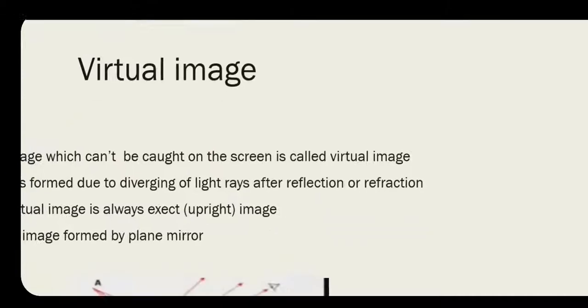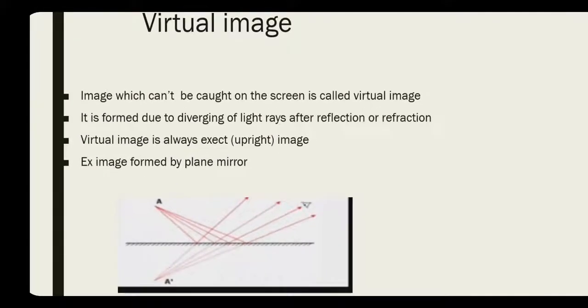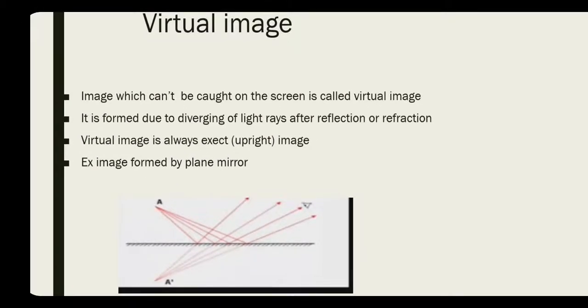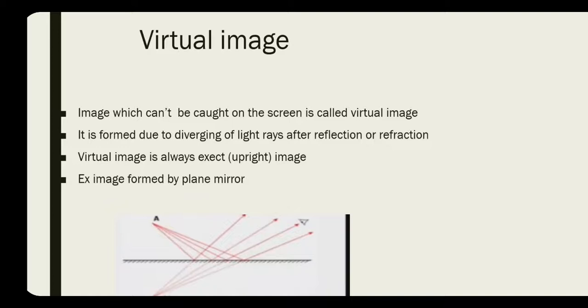Next is the virtual image. What is a virtual image? A virtual image is an image that cannot be caught on a screen. That is called a virtual image. How is it formed? It is formed due to diverging of light rays after reflection or refraction.